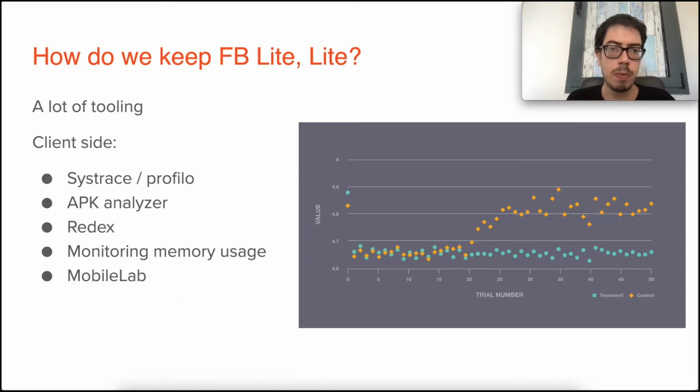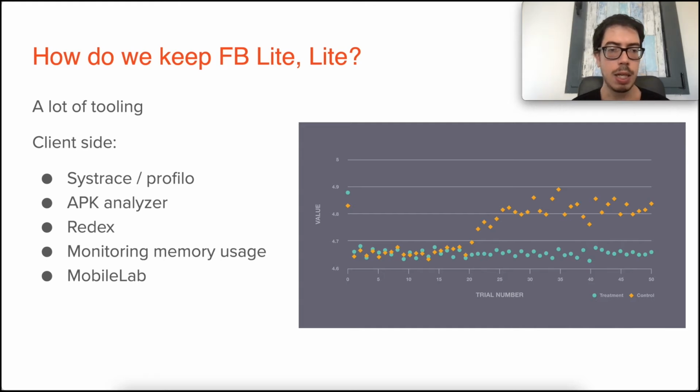So how do we keep Facebook Lite performant on low-end devices? We have a lot of tooling for that. On the client side, we have Android CTrace, which is used for local profiling on the developer device, and we have Profilo, which is used for collecting traces from production using Facebook's library, which is called Profilo and is available, it's open source.